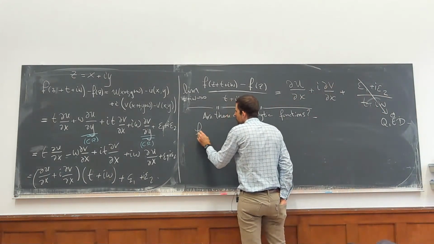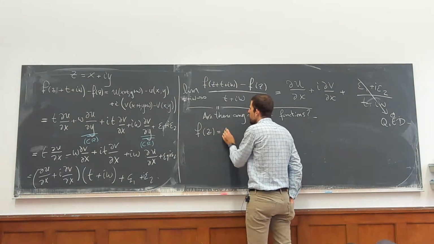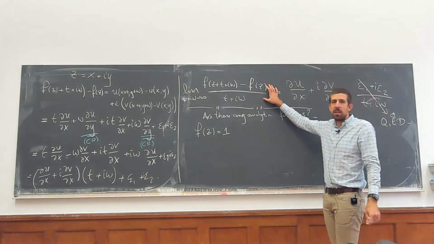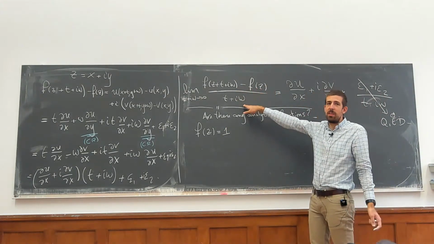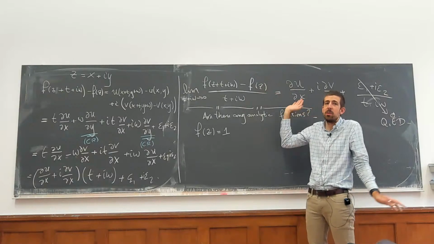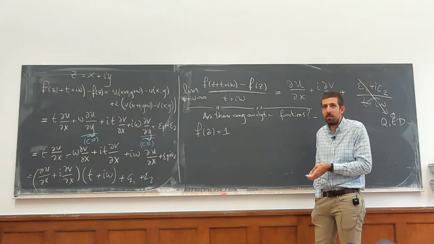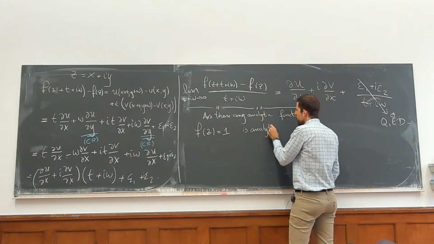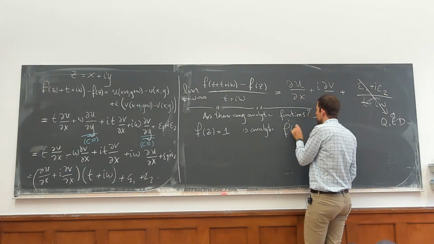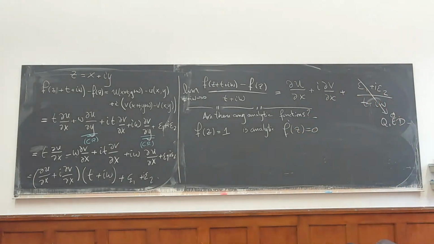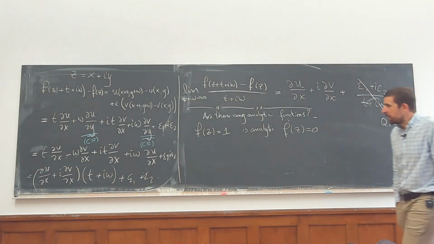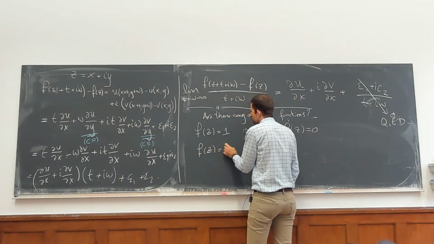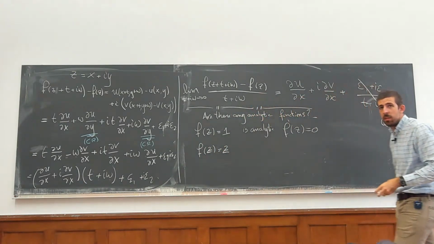So f of z equals 1 is definitely analytic. Because if I think in terms of this limit, I get 1 minus 1 over something going to 0, but the top is 0 already. So for sure this has a derivative. This is analytic for sure, and the derivative of it is just 0. There's another function that's very easily analytic, which is just the identity, f of z equals z.